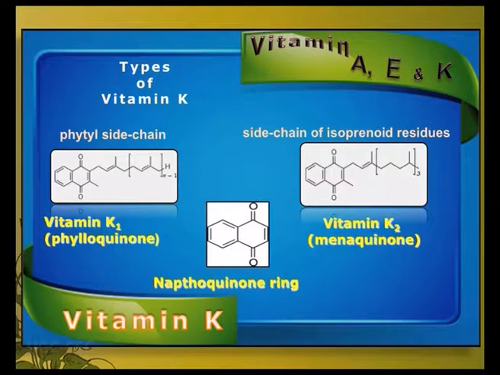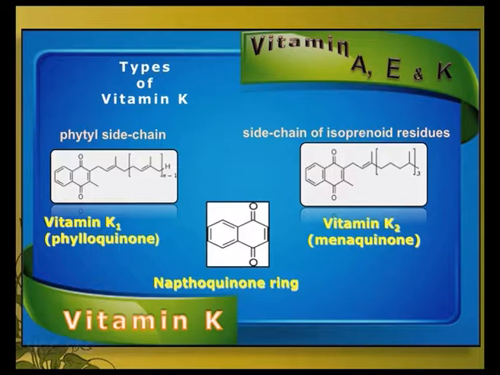The two basic forms of vitamin K that are used in the human body are vitamin K1, or phylloquinone, which comes from food of plant origin, and vitamin K2, or menaquinone, which is the type of vitamin K that is produced by the bacteria in our intestine.